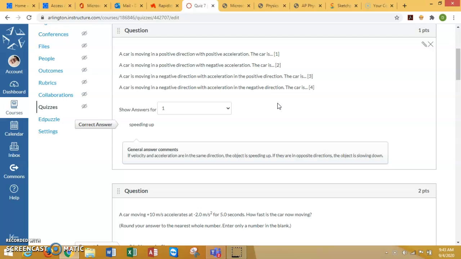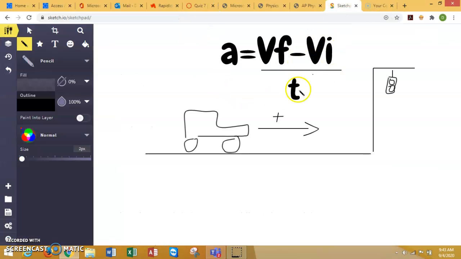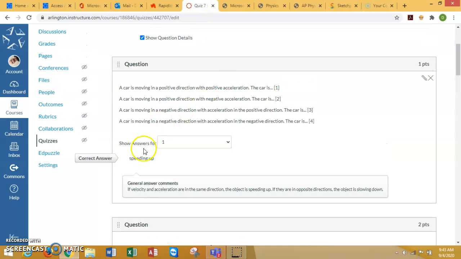So let's talk about the nature of what it means to accelerate. Acceleration is just changing your velocity per unit time. That's all it means. So speeding up or slowing down are both examples of acceleration. Acceleration can be negative or positive depending on whether you're speeding up or slowing down, and it is a vector. It is a directional thing. So let's look at quiz 7 here.